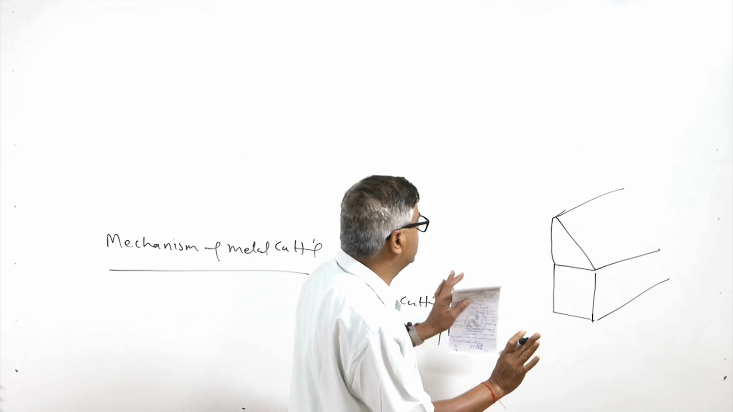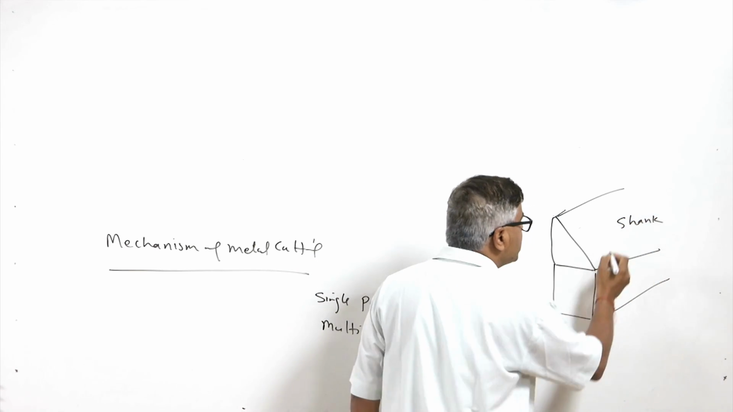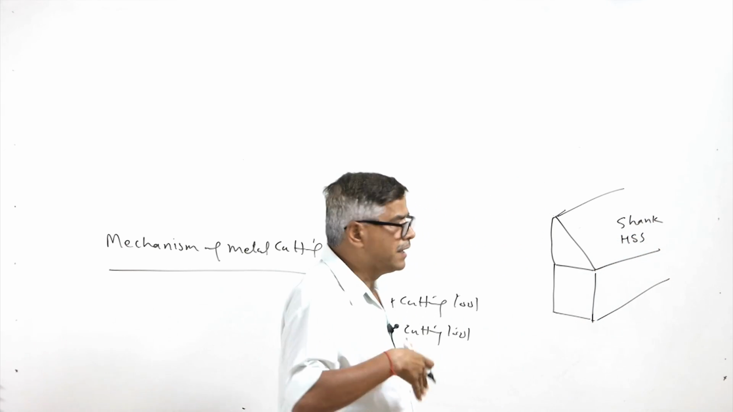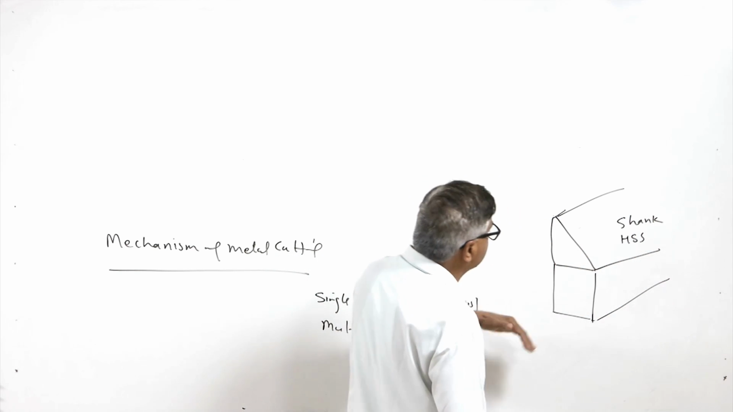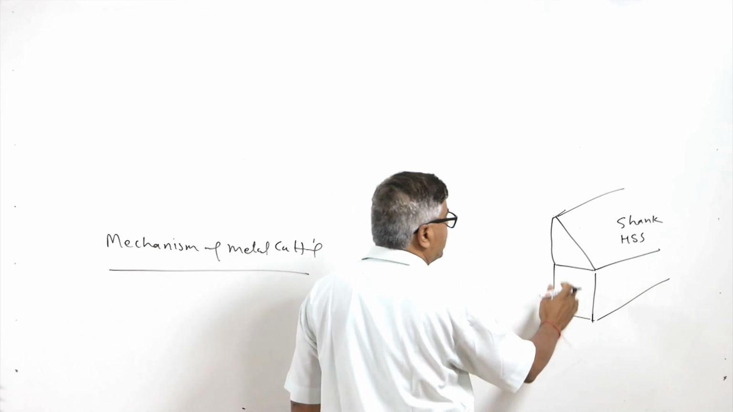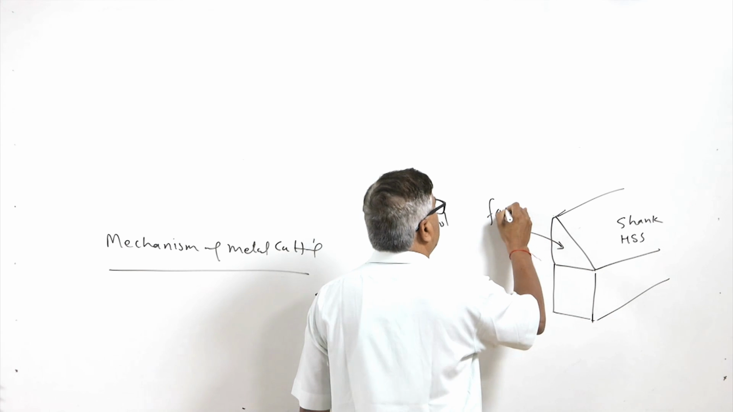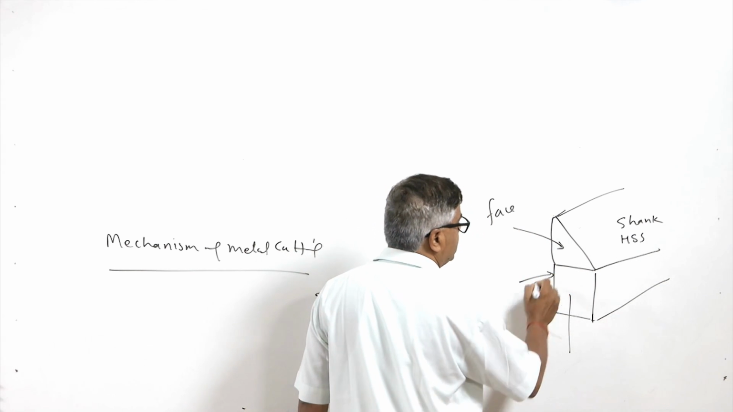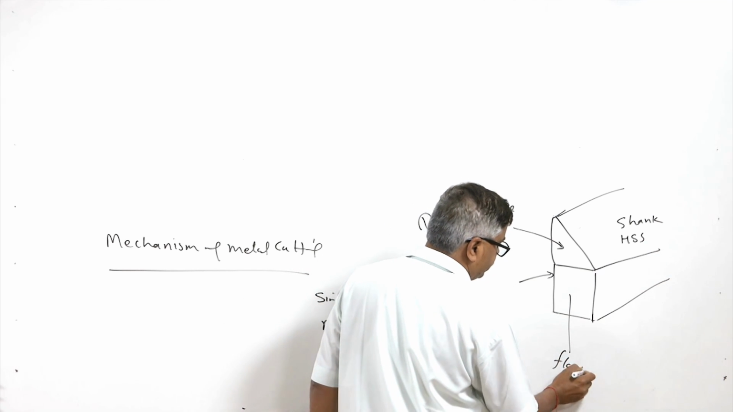So, this is basically the shank. It may be made of high speed steel or cast cobalt alloy or any other material, and this end is subjected to the tool grinding process, so that the different surfaces can be generated. This top surface is called the face or the rake face, and these two surfaces, on both the sides, will be termed as the flank.